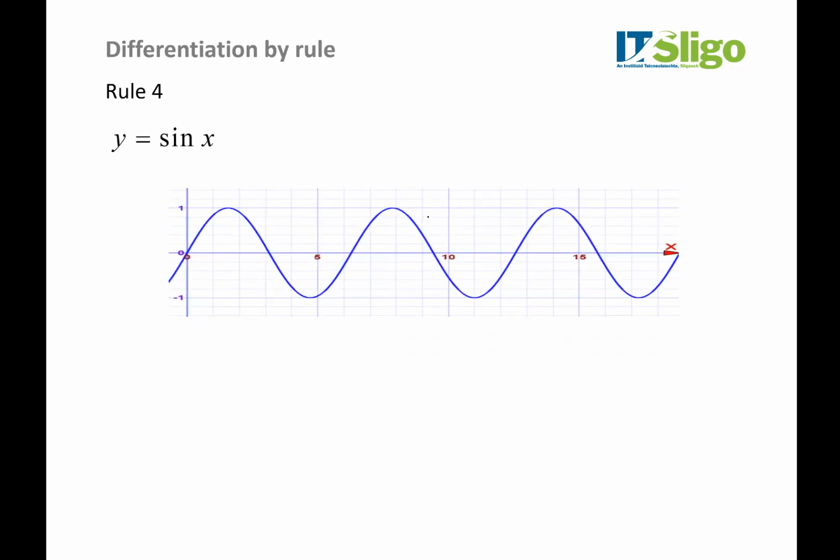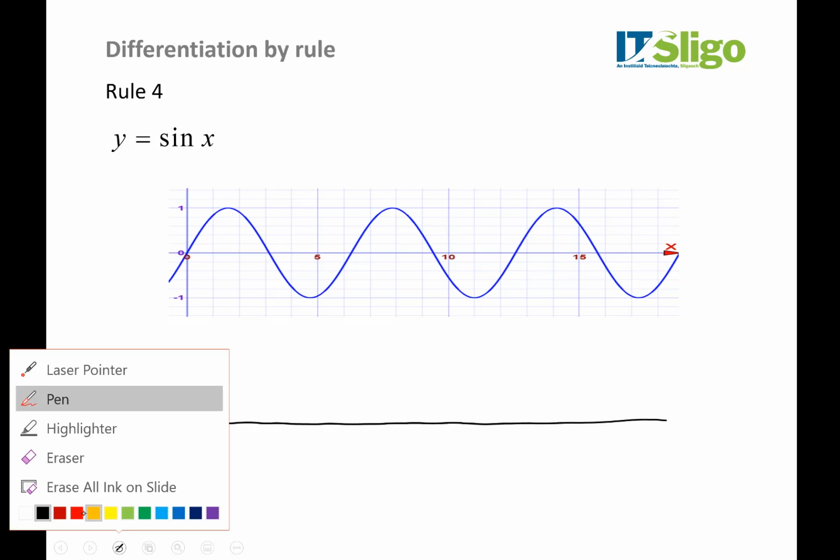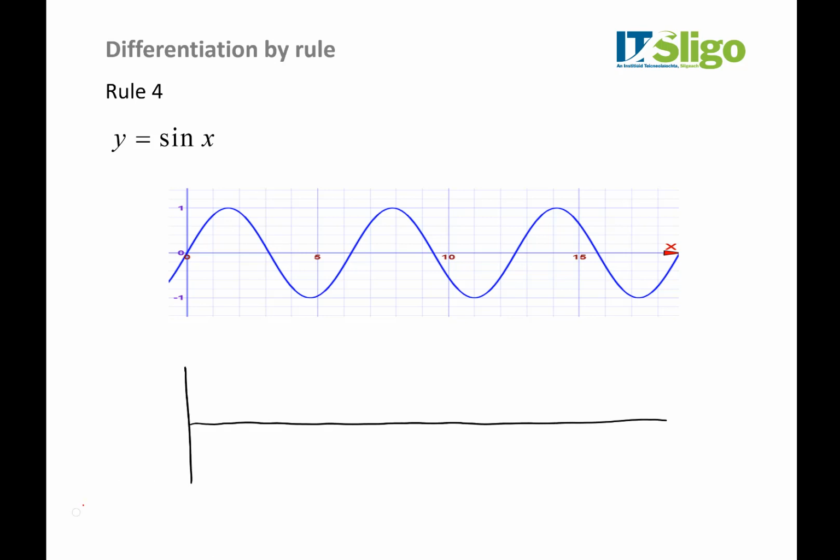Now we'll take a look at rule 4. y is equal to sine x, and this is our typical sine curve. Remember, it starts here. Now if I try and draw a graph of what's happening with the slopes, I hope you forgive me, it takes a little bit of explanation. Here, when x is 0, that's a 45-degree line passing through, so the slope is actually 1.